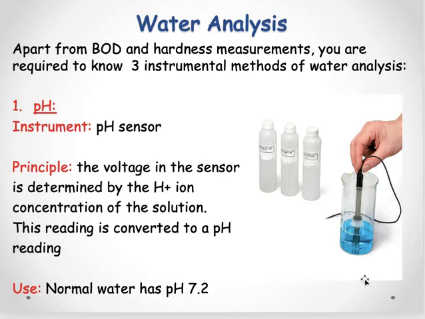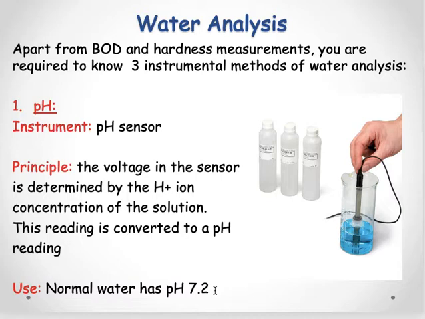That reading then is converted to pH. If you remember from our pH chapter, pH is the negative log to the base 10 of the hydrogen ion concentration. So once you've detected the hydrogen ion concentration, you can give a readout on your data logger of the pH. Normal water would be around 7.2.